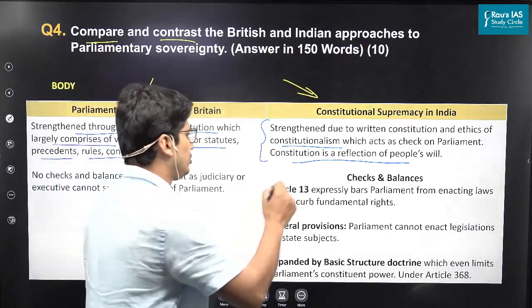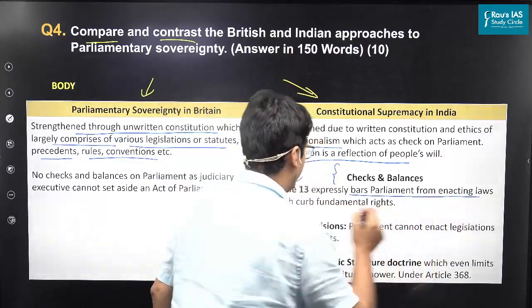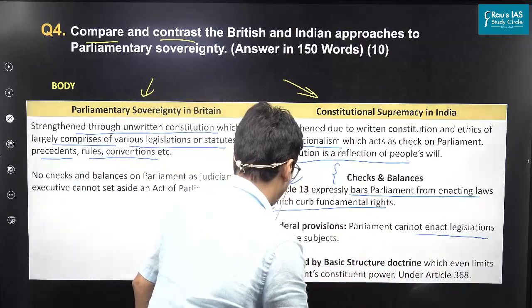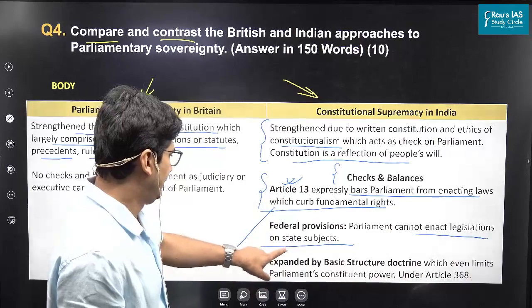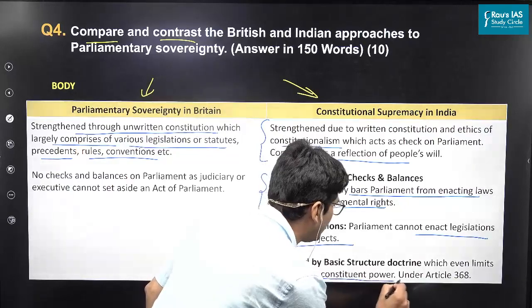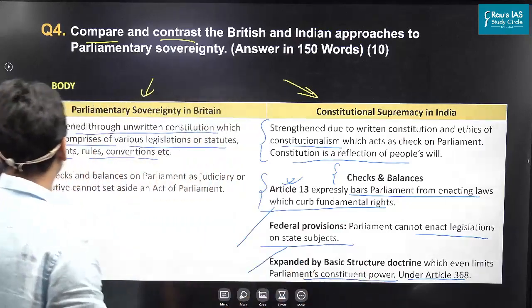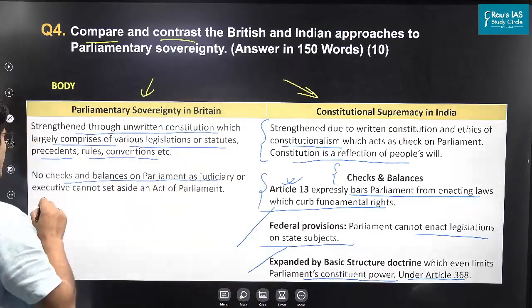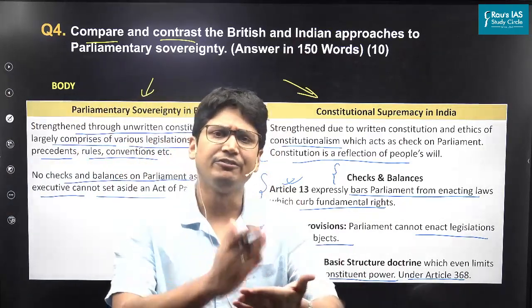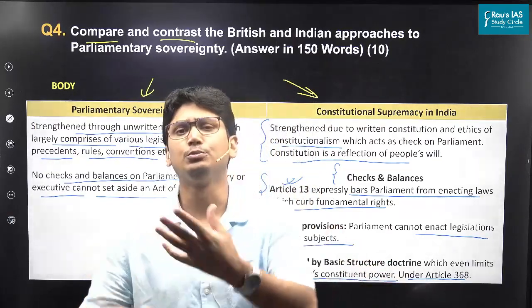Further, the Indian constitution also provides certain checks and balances through Article 13, as it expressly bars parliament from enacting laws which curb fundamental rights. Federal provisions, as parliament cannot enact legislations on state subjects, and also the basic structure doctrine, which limits parliament's constituent power under Article 368 of the Indian Constitution. Whereas talking about parliamentary sovereignty, there are no checks and balances on parliament, as the judiciary or executive cannot set aside an act of parliament. So this is exactly the difference between parliamentary sovereignty as practiced in Britain and constitutional supremacy as practiced in India.